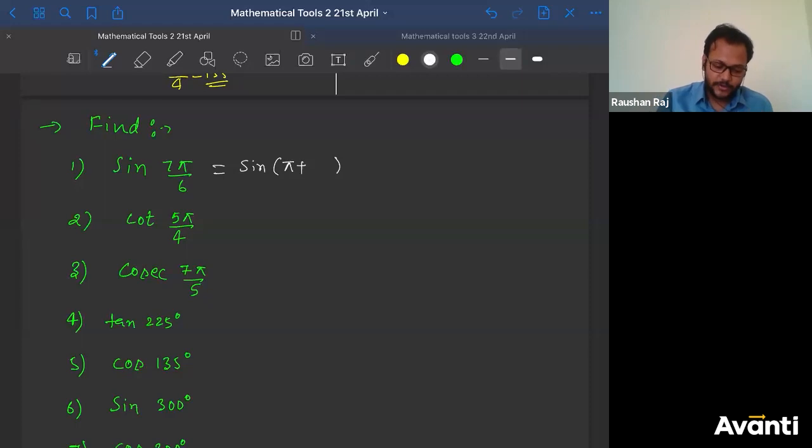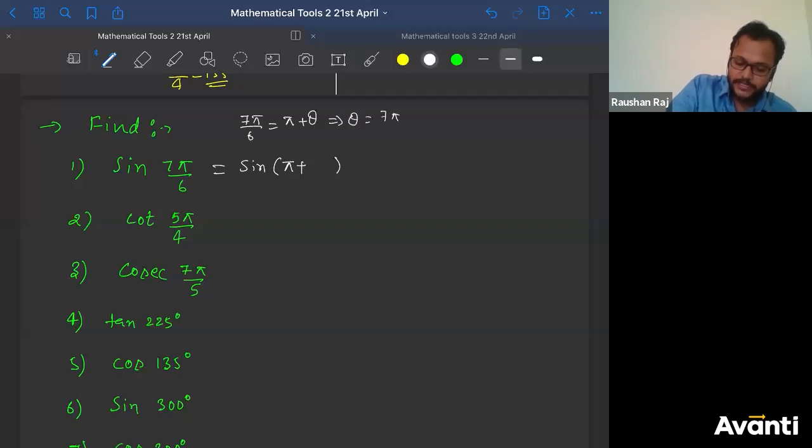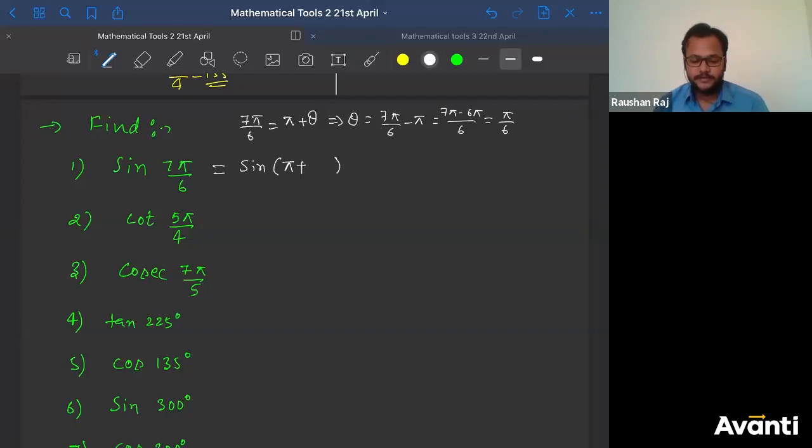So what will I do? I'm going to write 7 pi by 6 as pi plus something because I know 7 pi by 6 is greater than pi. So it can be written as pi plus, let us say that angle is theta. I don't know what the angle theta is, so I'll try to find its value. I get theta as 7 pi by 6 minus pi. 6 will be the LCM, so 7 pi minus 6 pi is pi by 6. Correct? Very good, guys. There are a few of you who have already got the answer.